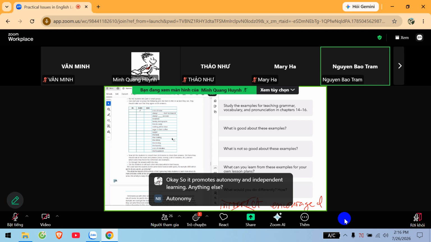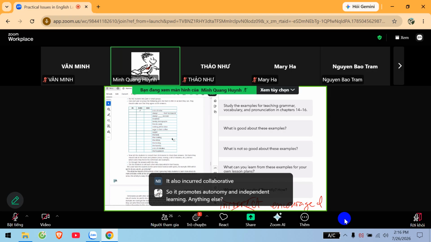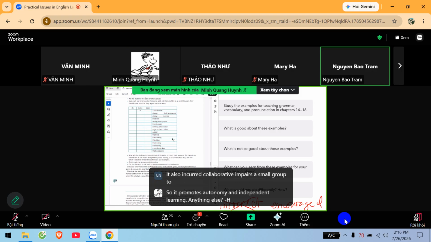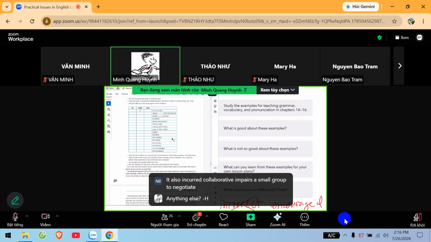It also encourages collaboration. Students work in pairs or small groups to negotiate meaning, discuss answers, and learn from each other before checking with the class.